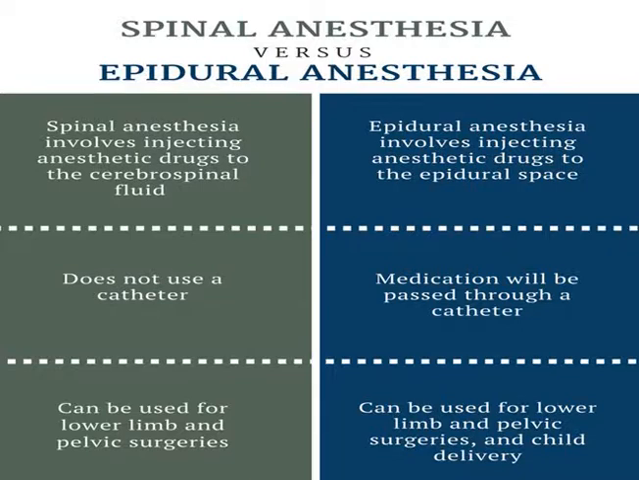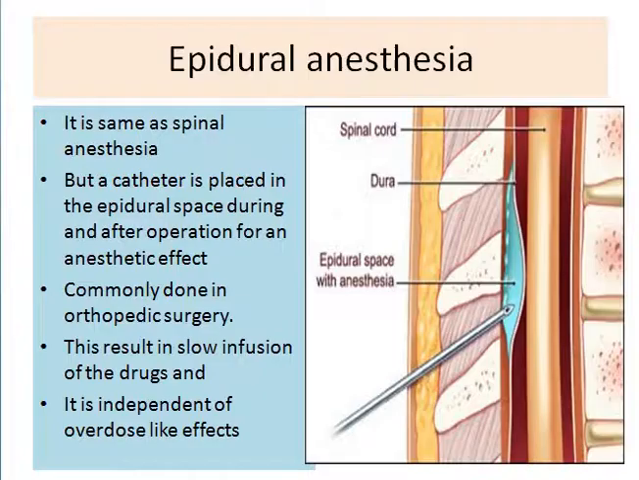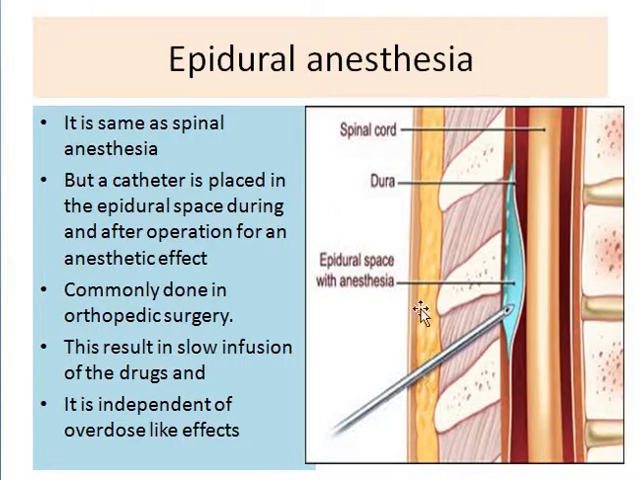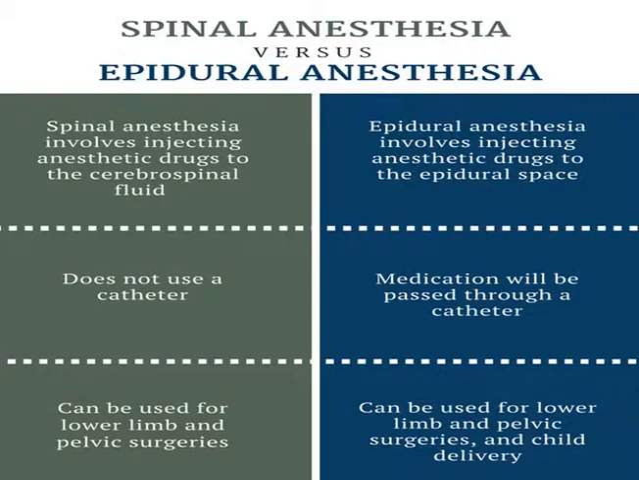Spinal anesthesia involves injecting the anesthetic drug into the cerebrospinal fluid. As we have seen here, we basically inject a needle up to the CSF, whereas in epidural anesthesia, we only go up to the epidural space. Now, spinal anesthesia does not need a catheter because the anesthetic effect is only regulated up to a few hours, whereas the anesthetic effect in epidural anesthesia can be regulated up to many hours even after the procedure.